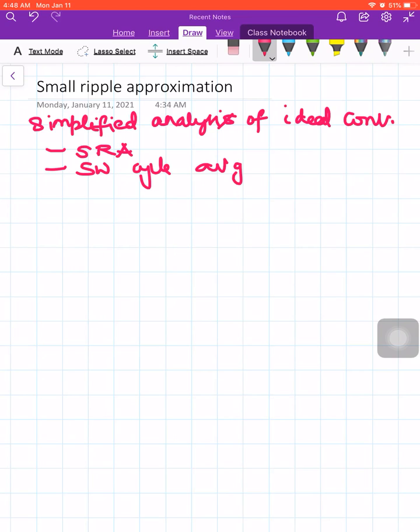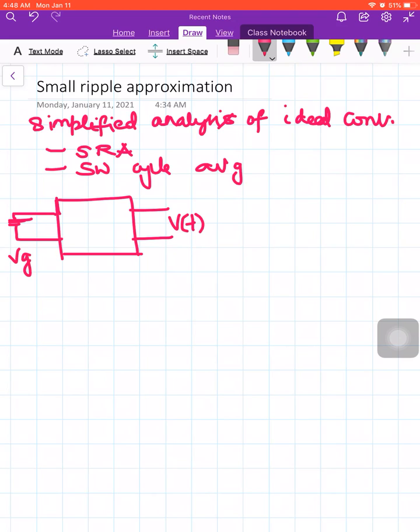Whenever we design a converter, we keep in mind that the output voltage, in case of a DC-DC converter, we give in some input voltage and we try to get some output voltage V of t. Vg is usually a constant voltage, but we will see that there are cases when Vg can also vary, but we still want to maintain V of t equal to a constant. This is the case of a DC-DC converter.